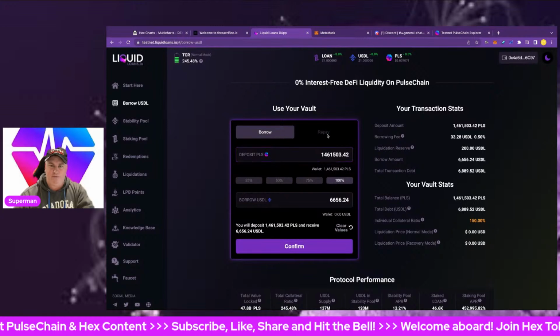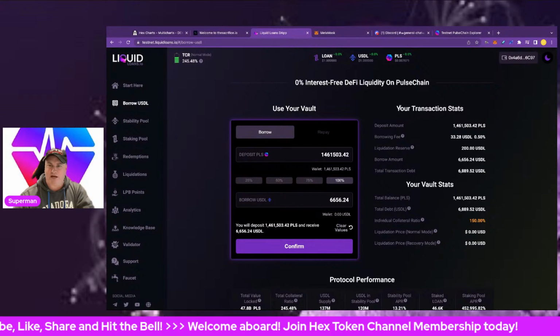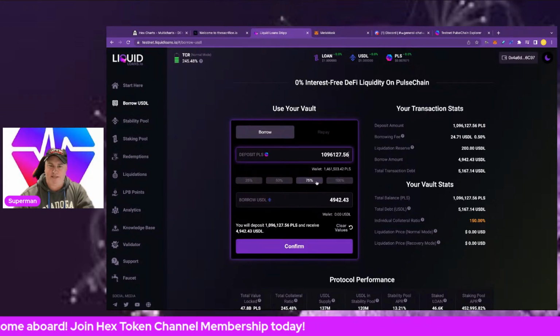So this is borrow. We've obviously got repay there as well, but we've got nothing to repay yet. Borrow there. Now it's giving us our details, our transaction stats on the right. As soon as we put this stuff in, I'm going to go to 75% again. It's going to allow us to borrow 5,000. I think that's going to be okay.